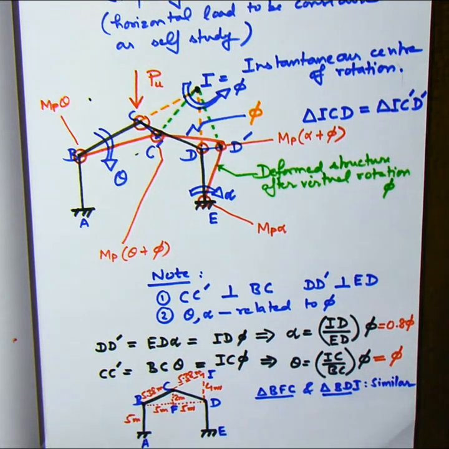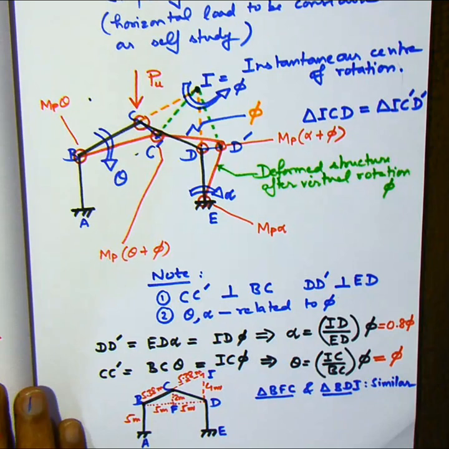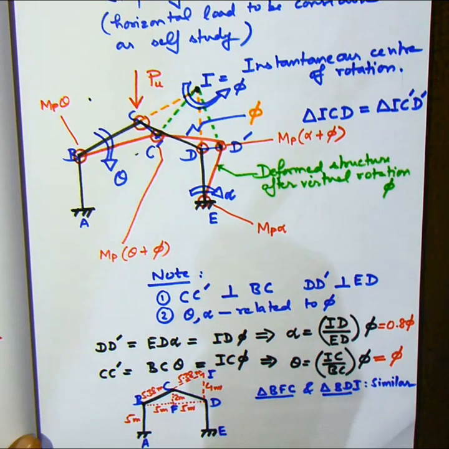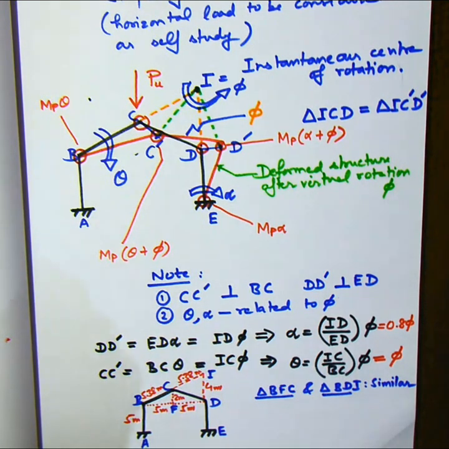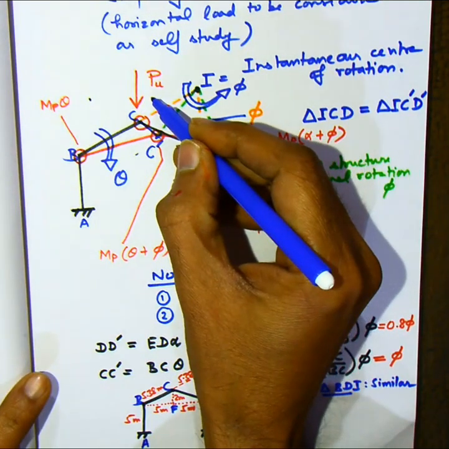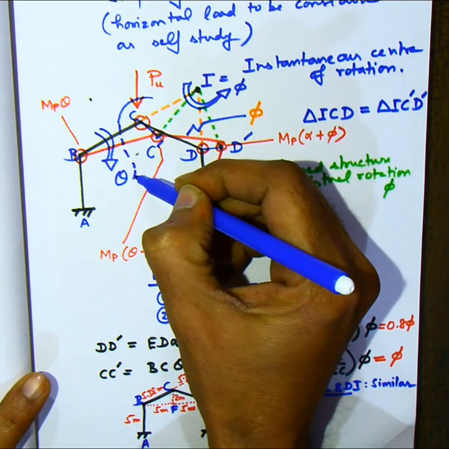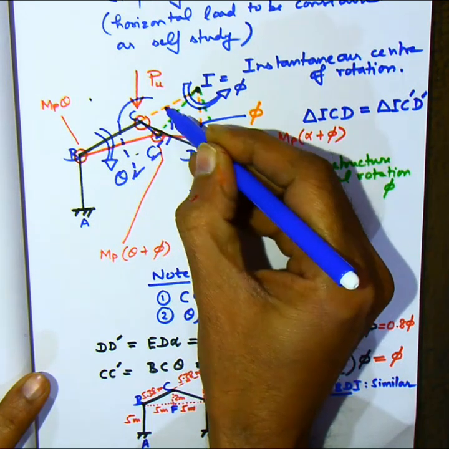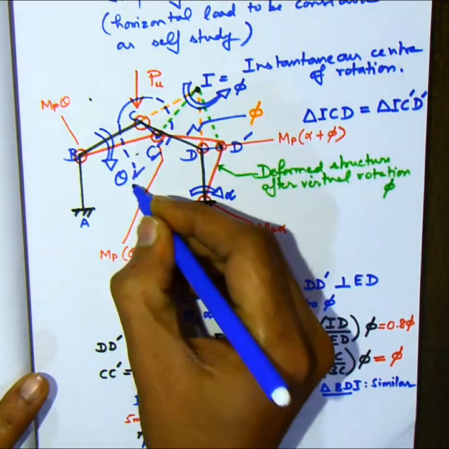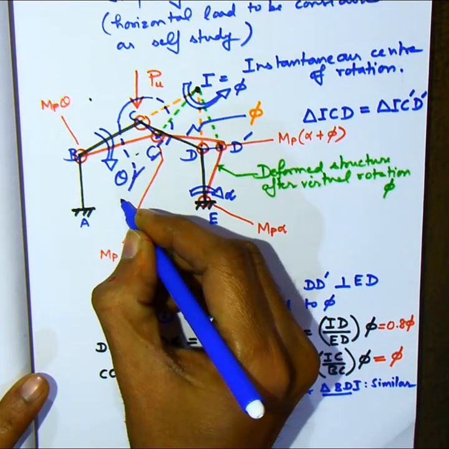So now what is ID and ED? ID is 4 meters and ED is 5 meters. So we get the relationship: alpha is 0.8 times phi, and theta and phi are exactly equal because IC and BC are both equal to 5.38 meters. So we get this relationship that alpha is 80% of phi and theta is 100% of phi, and we make use of this relationship now.